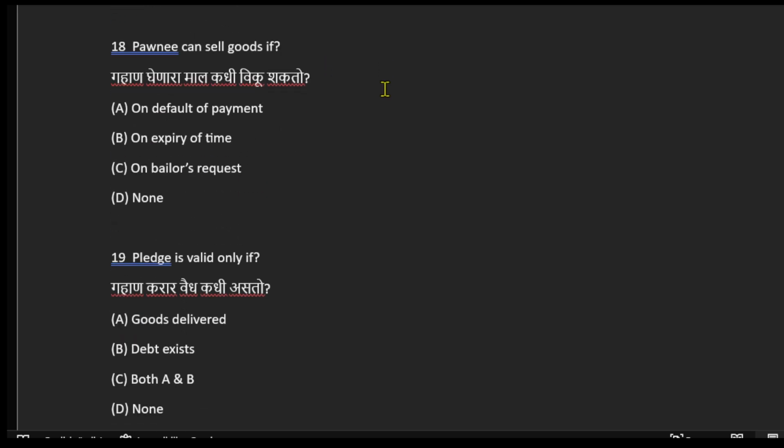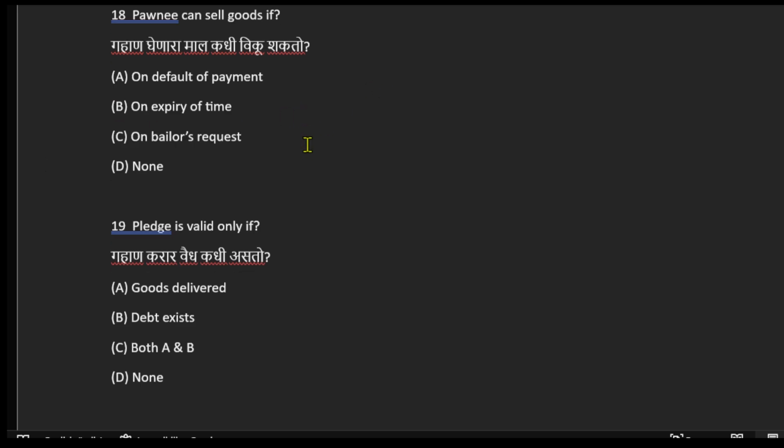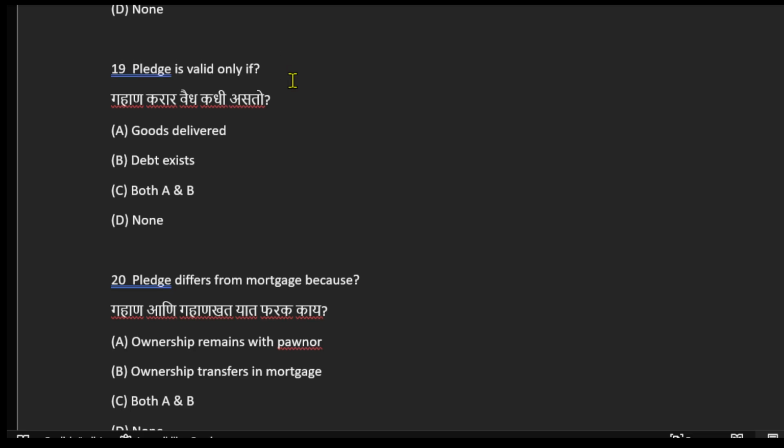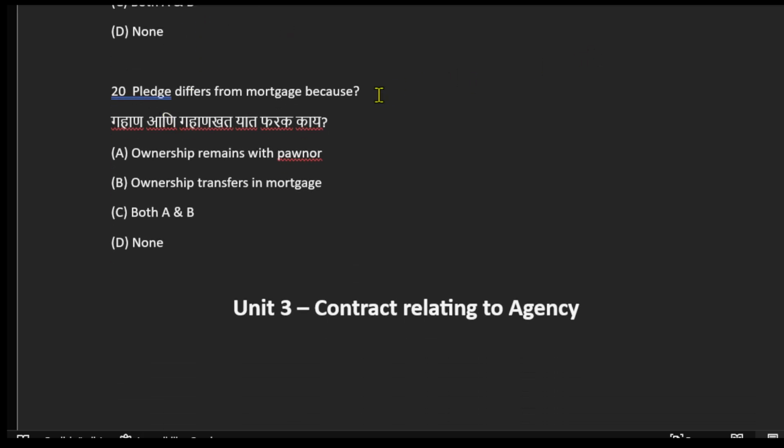18. Pawnee can sell goods if on default of payment. 19. Pledge is valid only if goods delivered, debt exists. Both A and B option is correct. 20. Pledge differs from mortgage because ownership transfers in mortgage.